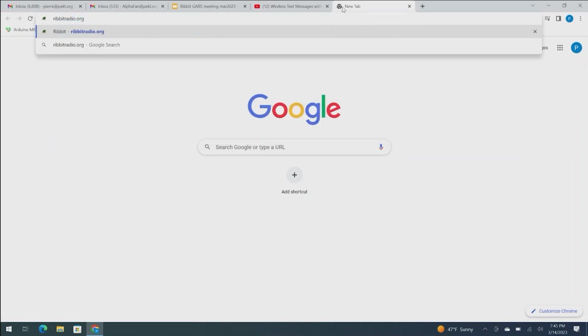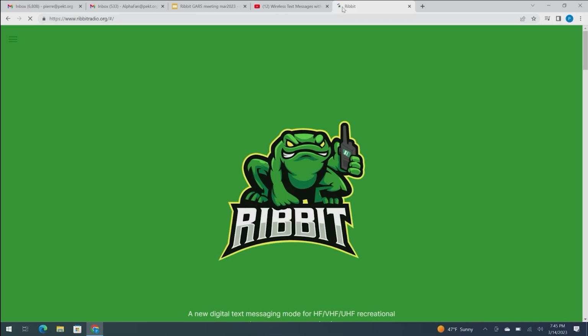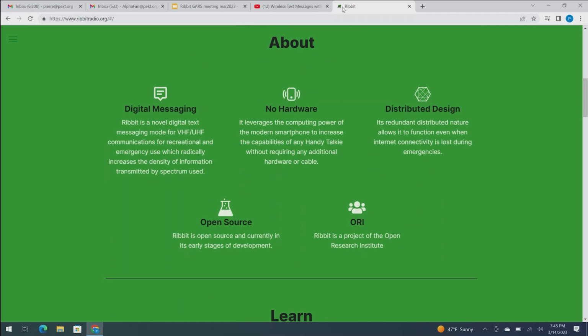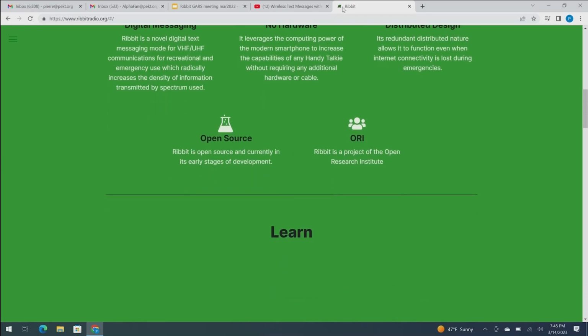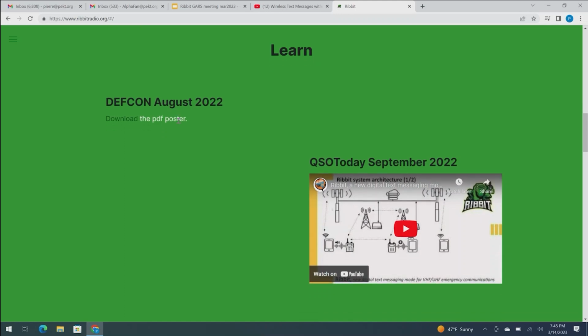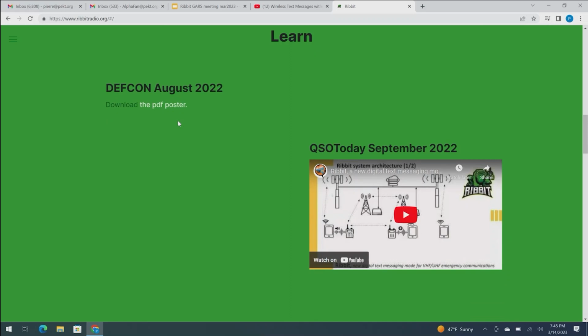All assets of Ribbit are owned by the Open Research Institute, which is a nonprofit, so we're able to raise funds and be tax deductible. On the website, you'll find what it is about. So does it look good on the TV? Yeah, it's pretty good. It works on your cell phone too. It explains digital messaging with no hardware, open source, and then you're going to see our very first poster, a scientific poster to explain the concept at DEF CON in August 2022. A lot of the feds were there and looked at it in detail, so that's where we came in the open and said we're going to do that.